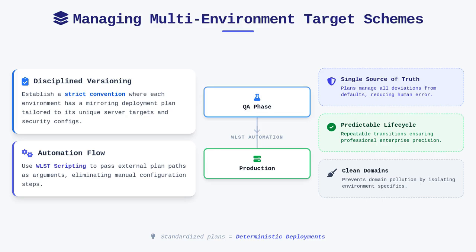This systematic approach guarantees that the transition from a quality assurance phase to the production stage is predictable and repeatable. It reduces the likelihood of human error during configuration updates because the plan acts as the single source of truth for all changes that deviate from the defaults defined inside the packaged application. With this methodology, you ensure that the WebLogic domain remains clean and that the lifecycle transitions are handled with the level of precision expected in professional enterprise administration.